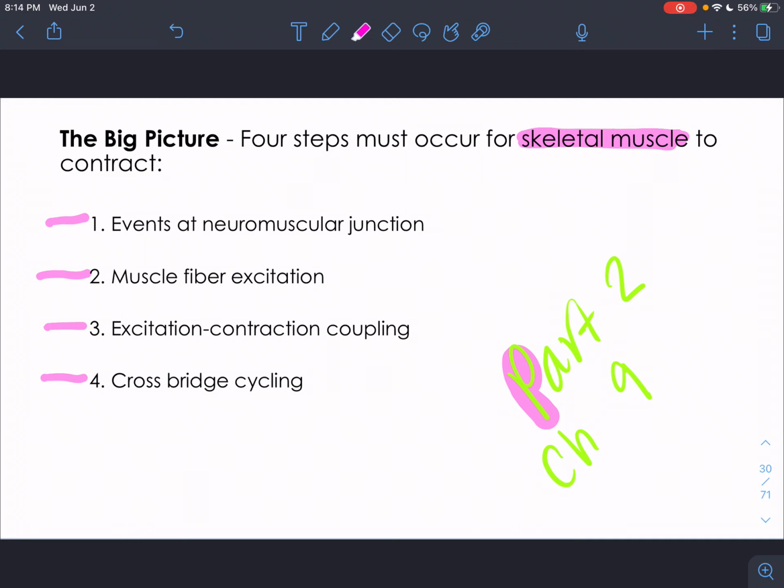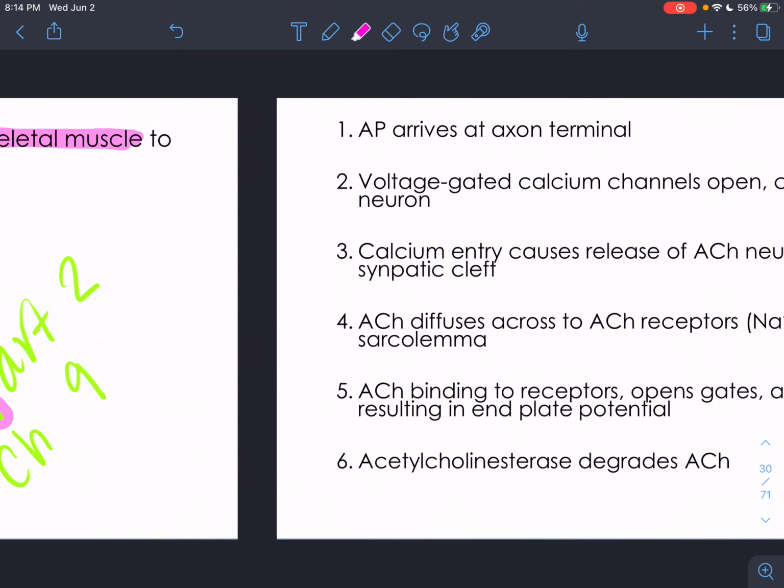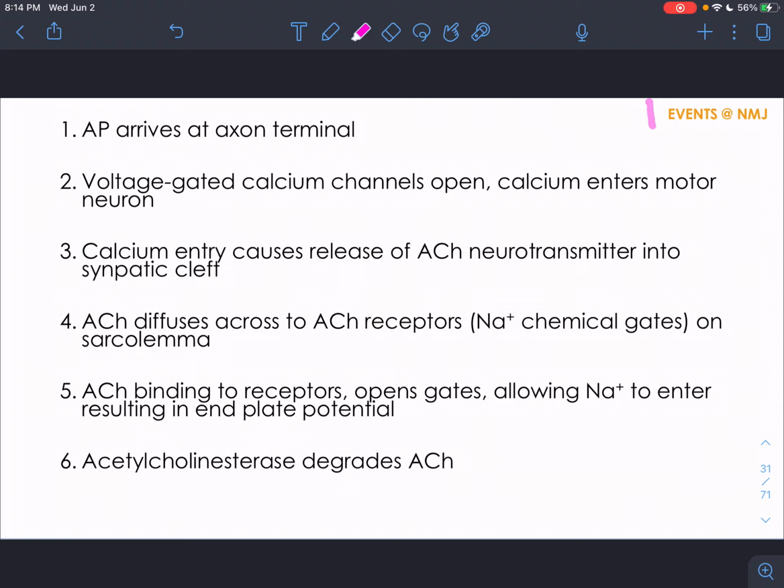Okay, so let's start by talking about the events at the neuromuscular junction, which is my favorite part. I love this stuff. I put those 4 steps up here in the corner so you can organize your notes and keep track of where we're at in this process. At the neuromuscular junction, the first thing that has to happen is an action potential, AP stands for action potential, arrives at your axon terminal.